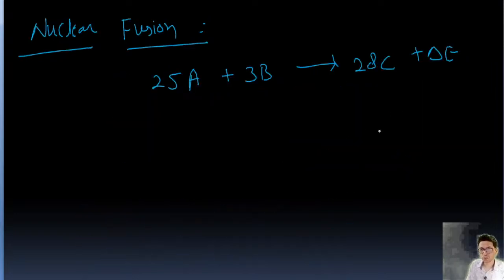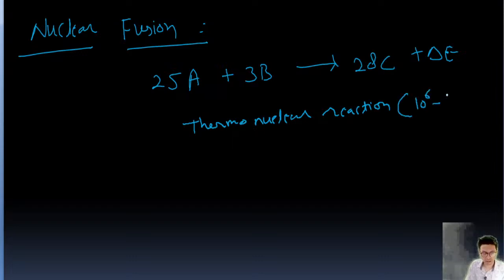Fusion releases this delta E, and this is a thermonuclear reaction, and the temperature of this is between 10 to the power 6 to 10 to the power 7 Kelvin. This is the nuclear fusion.